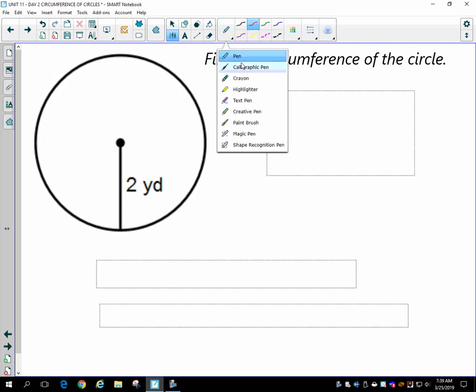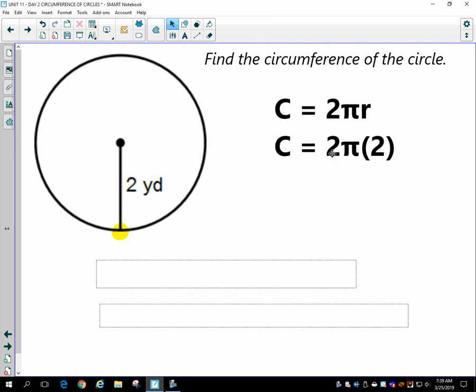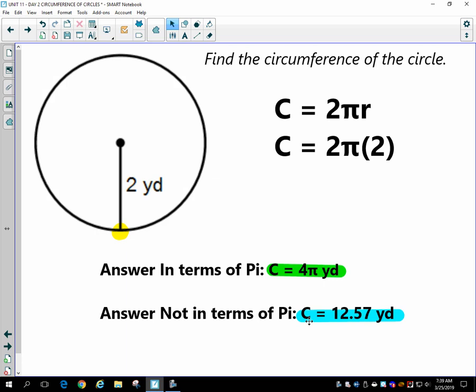So that means if I were to start right here, in order to drive all the way around the circle, how many yards would I travel? I start with my formula and I plug the radius in for r. Then I can do 2 times 2 and get 4. If I want to leave my answer in terms of pi, I write it as 4 pi yards. If I want my answer as close as possible, not in terms of pi, I could say 12.57 yards.